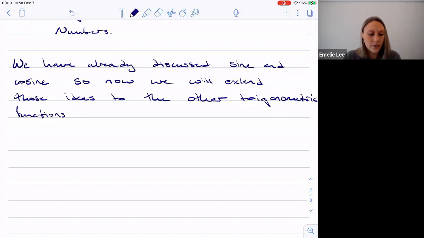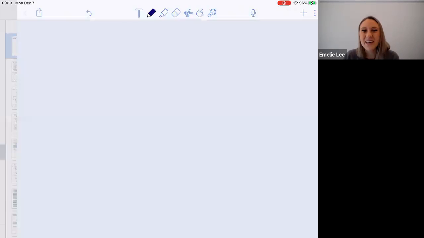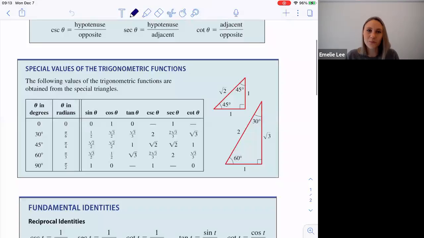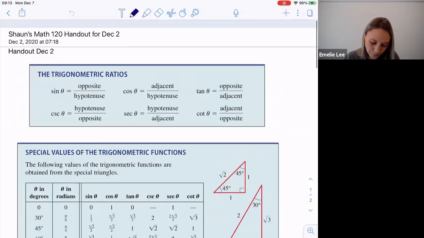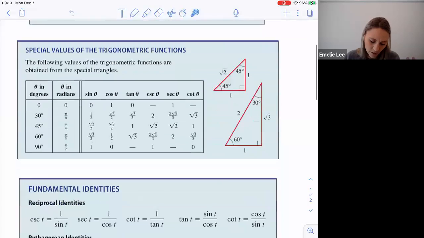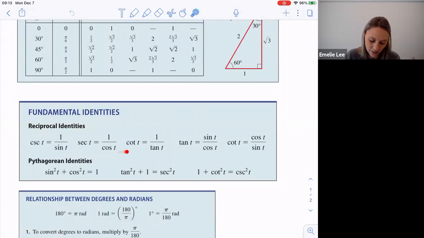And I don't know if you remember, but I posted that handout. I said it was for December 2nd, but we're actually going to keep using it because I made it for December 2nd, but here we are. Okay, so first things first, here, right, we've talked about sine and cosine, but we also have tangent, which might sound familiar. We also have cosecant, secant, and cotangent. We're going to call those the reciprocals. Okay, so here the reciprocal identities are down here.